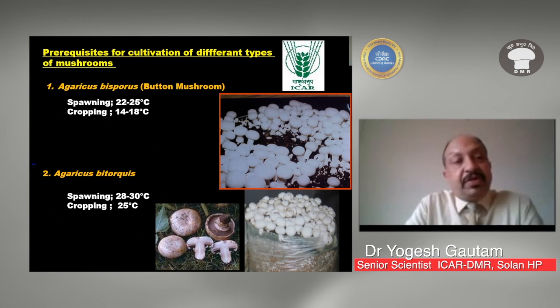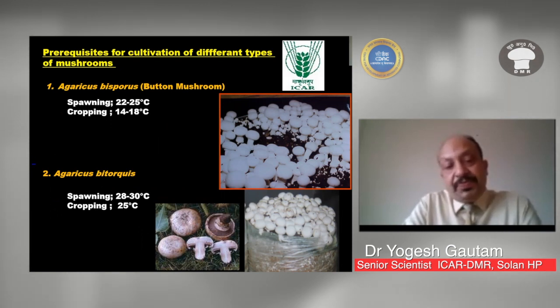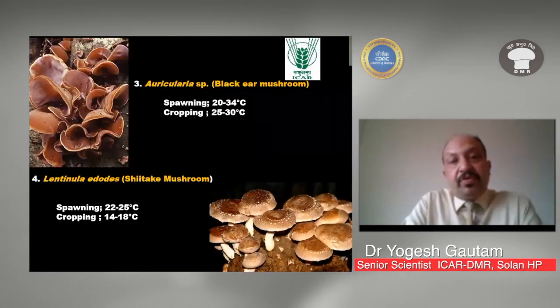First of all, we take this Agaricus bisporus crop, which can be grown at a temperature of 14 to 18 degrees. And this Agaricus bitorquis crop can be grown at a temperature of around 25 degrees centigrade. Then this is the Auricularia species, which is a black hair mushroom. This is also a very popular mushroom in the northeast. This can be grown at a temperature of around 25 to 30 degrees.